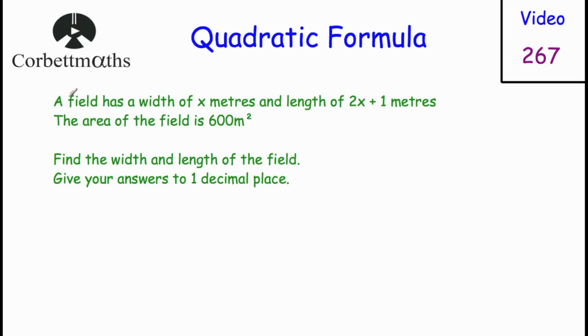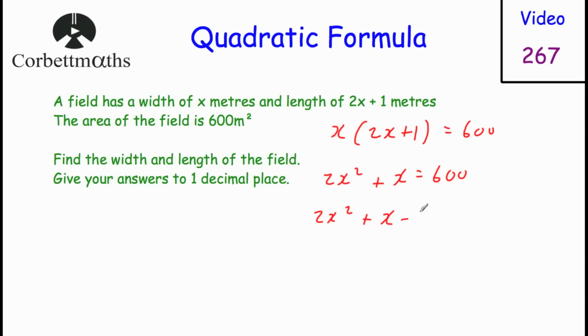Okay, so first of all in this question, we're told a rectangular field, maybe I should have written that in the question, has a width of x meters and a length of 2x plus 1 meters, and the area is 600. Whenever we multiply the width and the length together, we get the area. So let's write that down: x bracket 2x plus 1 equals 600. And then let's expand our brackets. That would be x times 2x is 2x squared plus x equals 600. And then we like our quadratics to equal 0, so let's take away 600 from both sides. That would give us 2x squared plus x minus 600 equal to 0.